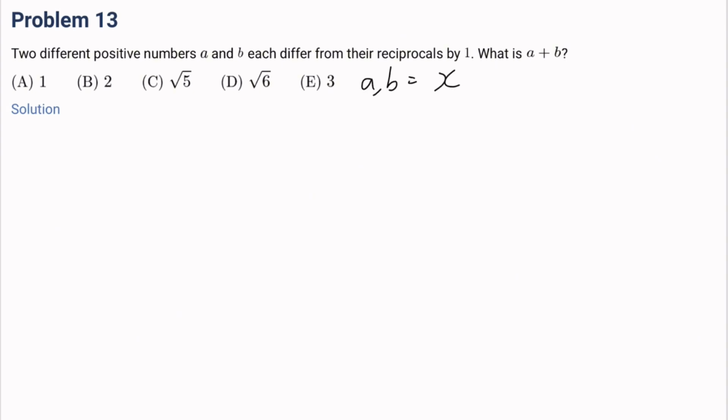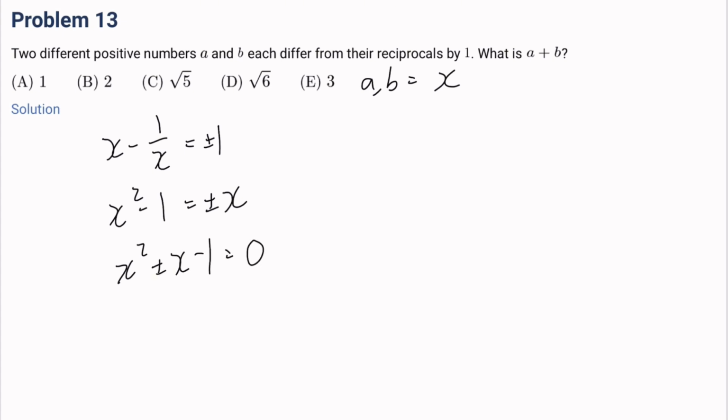Let's call them x collectively, right? So x minus 1 over x, this could be 1 or minus 1, right? So they can be plus or minus 1 because it just said that they differ from their reciprocals by 1. So just the gap is 1, and we don't know the sign, right? So x minus 1 over x is plus or minus 1, and if we multiply x to both sides, we get x squared minus 1 equals plus or minus x, and so we get x squared plus or minus x minus 1 equals 0, right?